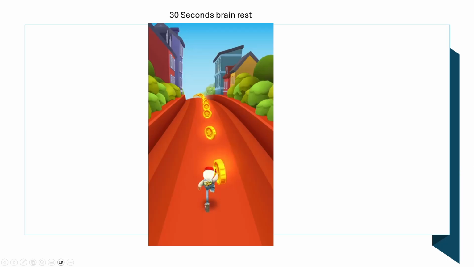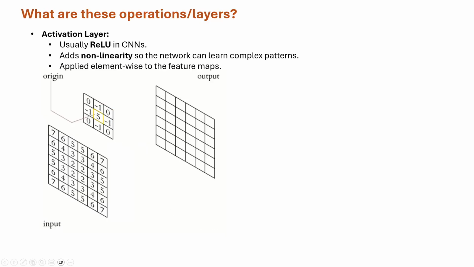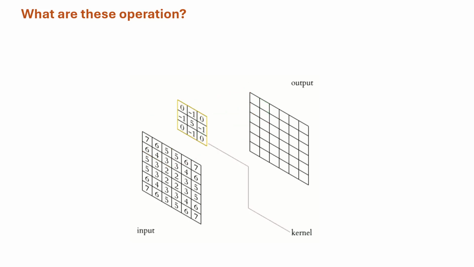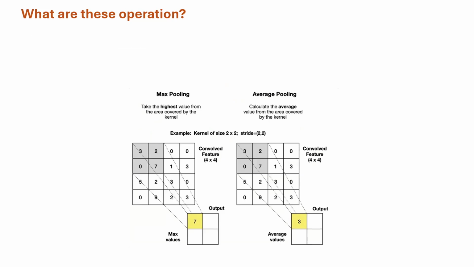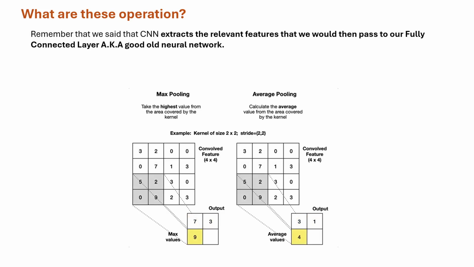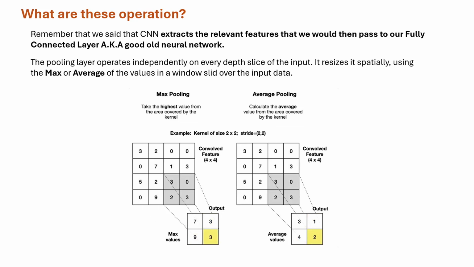Now for the activation layer or operation, we generally use ReLU in CNNs to add nonlinearity. I won't dive much here because we talked about it in the neural network slides. Remember that we said that CNN extracts the relevant features that we would then pass to our fully connected layer, aka good old neural network. So how do we make a large image smaller, but keep all the important features like edges and colors? We do that in two ways, either by grouping a group and getting their max or by getting their average.